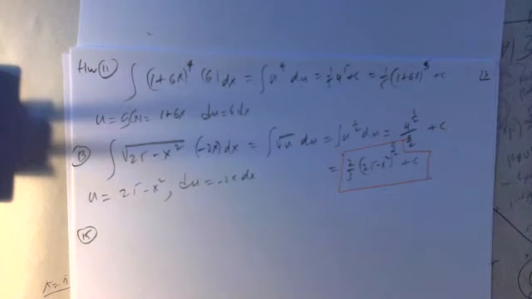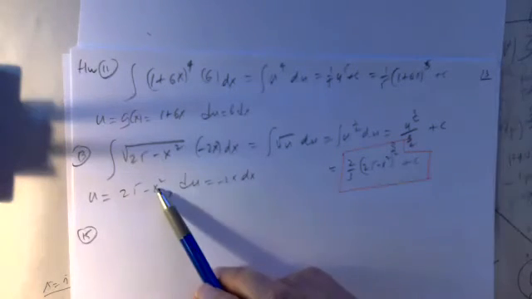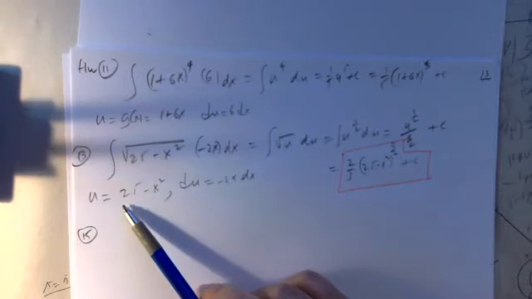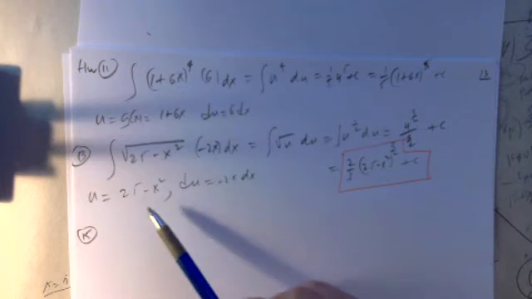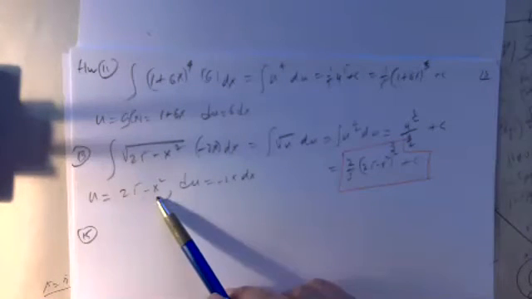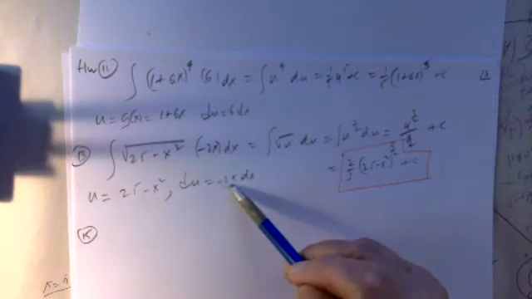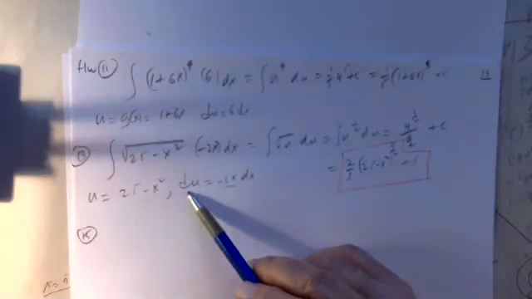Professor? Yes, go ahead. Yes, what happened to the minus 2x? You said u equals 25 minus x squared. And when you differentiate, so what about the... So if u is 25 minus x squared, the derivative is minus 2x. So du is minus 2x dx.